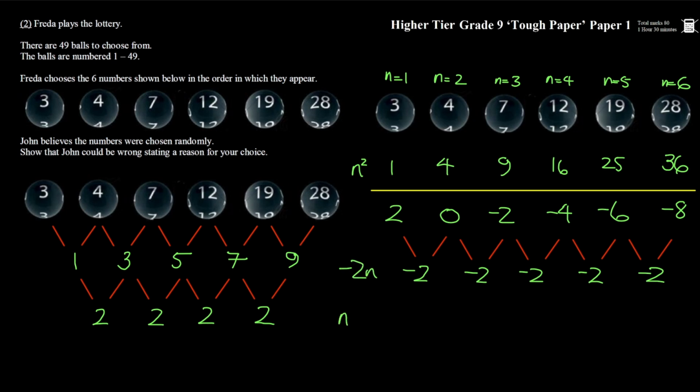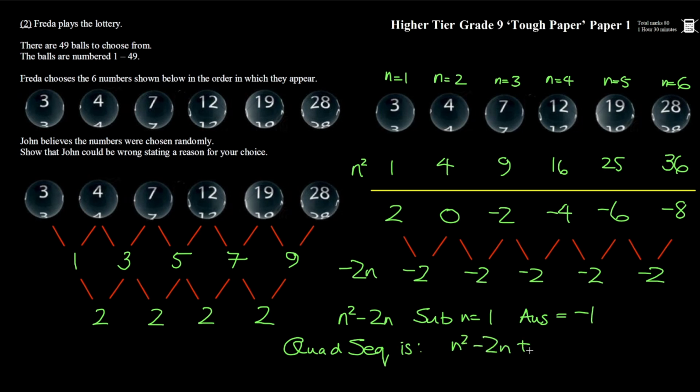So we've got n squared minus 2n, and now we sub n is equal to 1. We should get the answer of 3. But in fact, we get 1, take away 2, we get the answer of -1. And the difference between -1 and 3 is 4. So we're wrong by 4. So our quadratic sequence is n squared minus 2n plus 4.